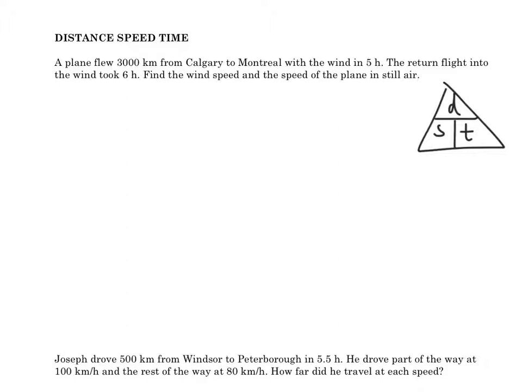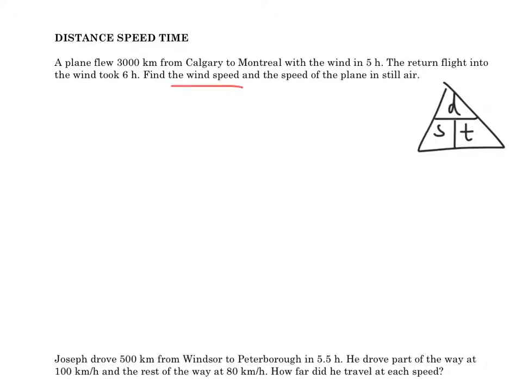Okay, last questions, distance, speed, and time. Let's start with one of those with the wind, against the wind type of questions. A plane flew 3,000 kilometers from Calgary to Montreal with the wind in 5 hours. The return flight into the wind took 6 hours.